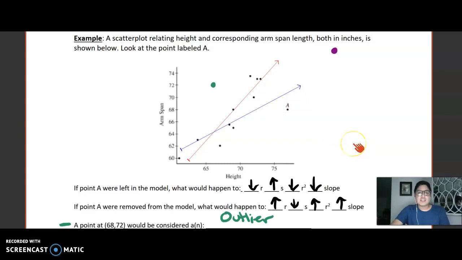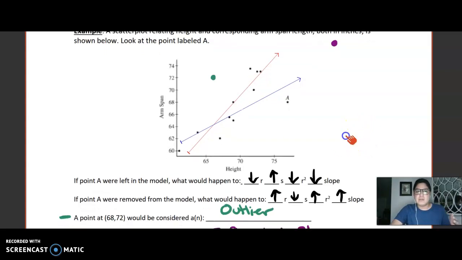Now our strength should improve, which will improve the correlation coefficient and the coefficient of determination. The slope will be adjusted, and then our standard deviation is going to decrease. Since the line is now following a majority of the data, we don't have too much extreme variation going on there. Now this point in the green at 68.72 inches right here, we can see that it's kind of far off from the data regardless if I use the red or the blue, so that one would be considered an outlier because it's got the largest residual.